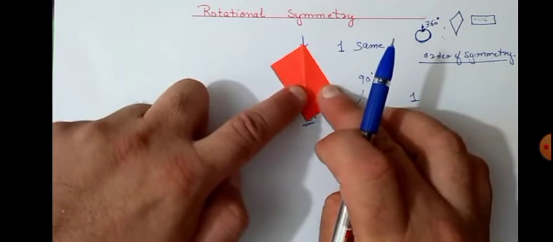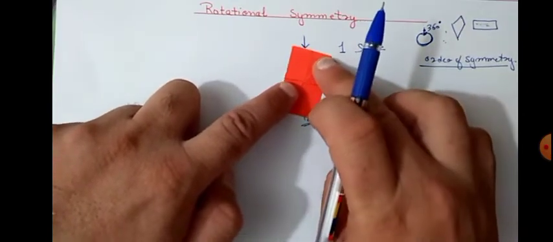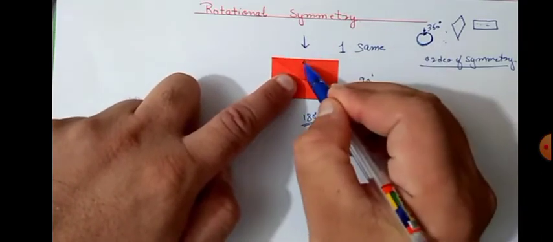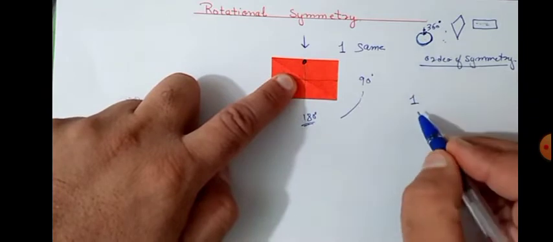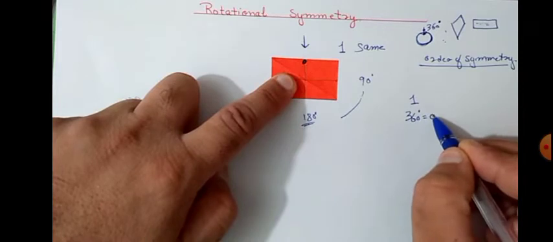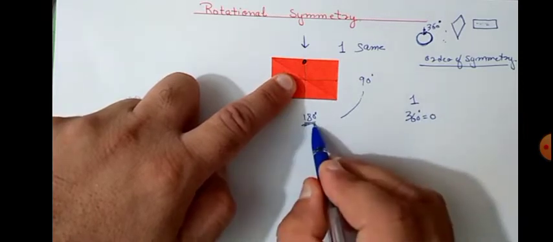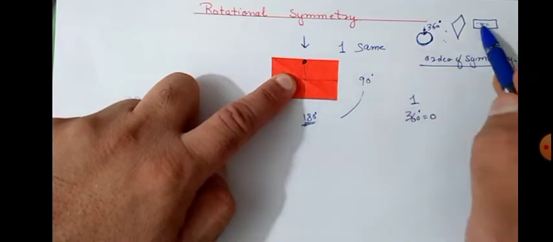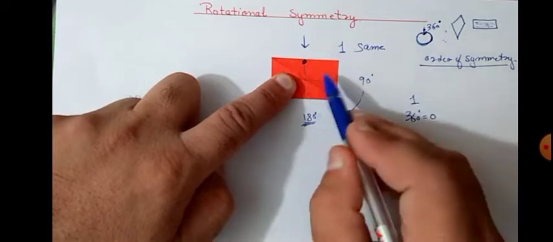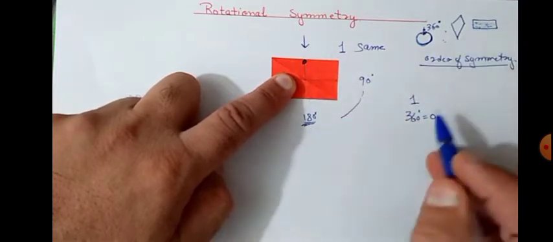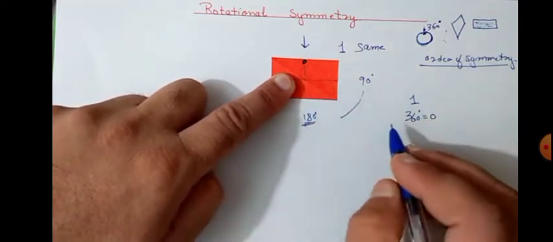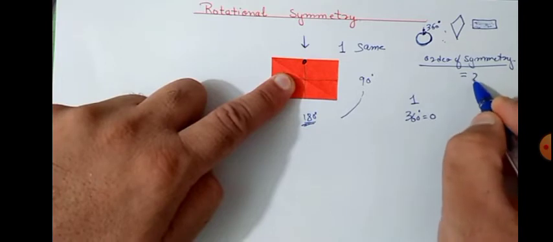Next. Now at 270, can we get the same? No. Now see. Now 360 is complete. Again we get one more time. So how many times do we get the same figure? After 180 degrees and at 360 degrees, we will get the original figure. So a rectangle has two orders of symmetry.